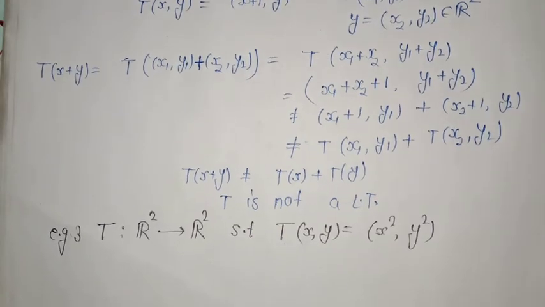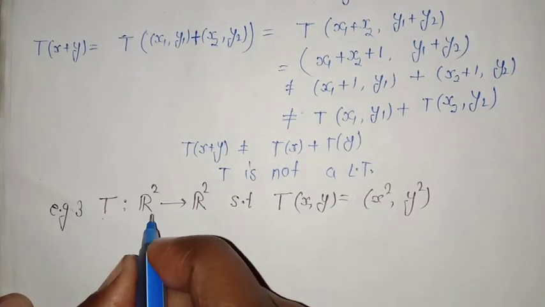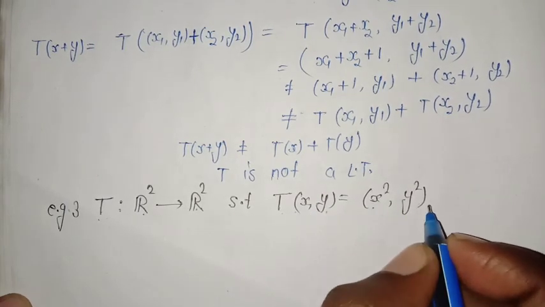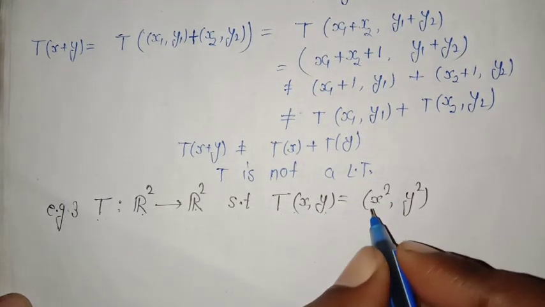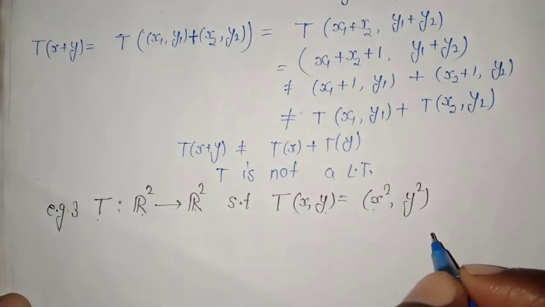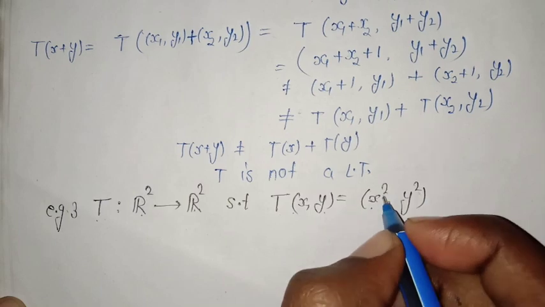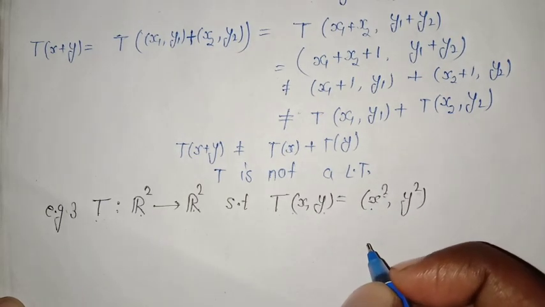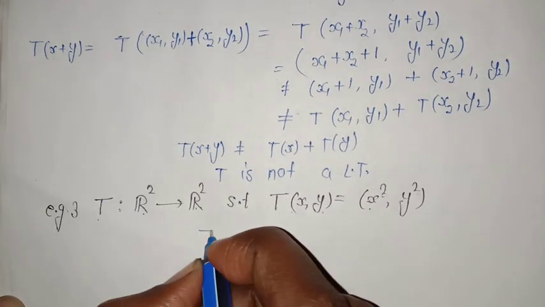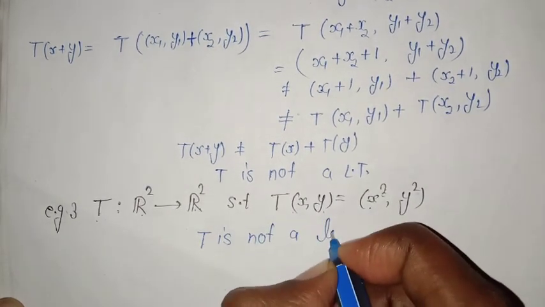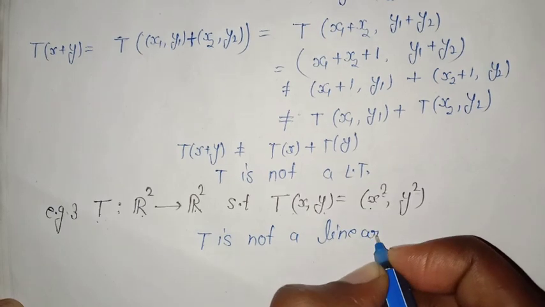So this is our third example. T is taken from R2 to R2 and defined as T of (x, y) equals (x square, y square). Here we can say, just by checking the degree, that the transformation is not a linear transformation, because the degree of each term x and y is 2, that is not linear. So we can say directly that T is not a linear transformation.